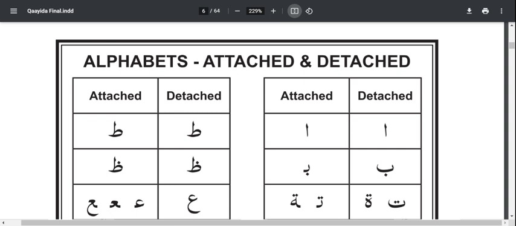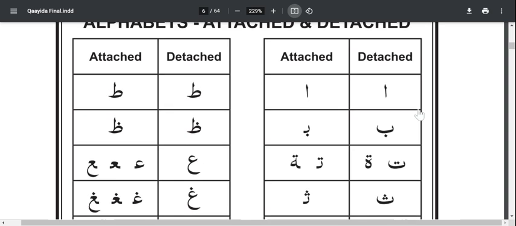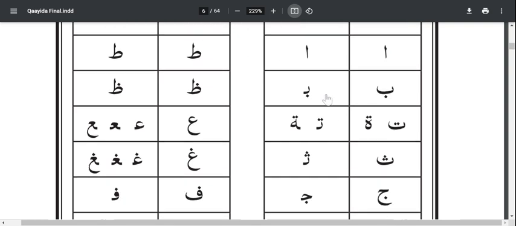Among the differences of other languages with the Arabic alphabets, apart from six letters, every other letter has to be attached when they come in a word. We'll talk about the six letters later, but let's start. Alif, when it's attached, it looks the same. Ba, that's how it looks in the beginning form of Ba.